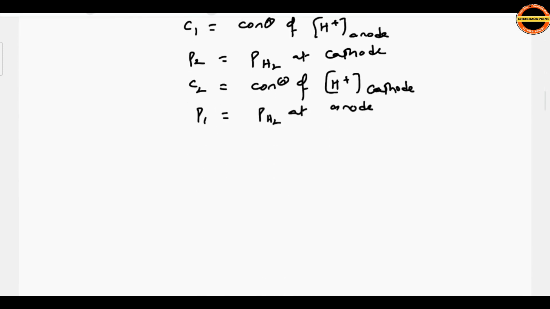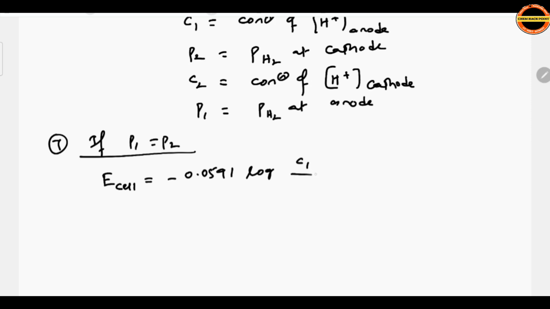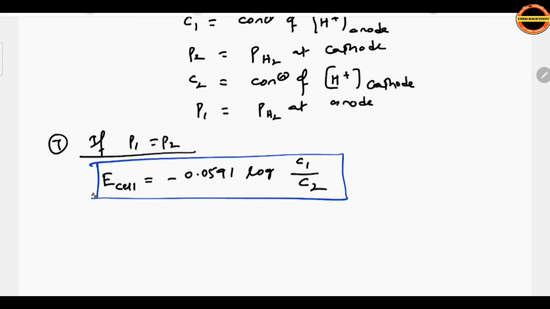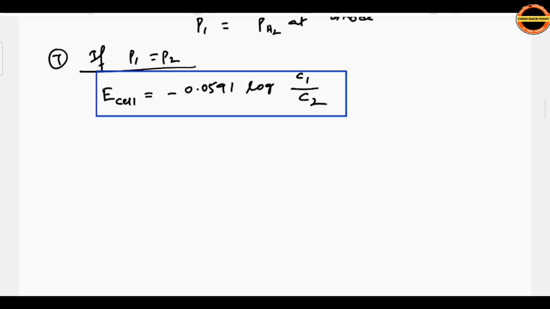Further, if I modify one more condition: if P1 is equal to P2, then the reaction can be modified like this. Whenever P1 is equal to P2, E cell is equal to 0.0591 log C1 by C2. So one more formula we got. If P1 is equal to P2, you can use this formula, purely based on the condition.